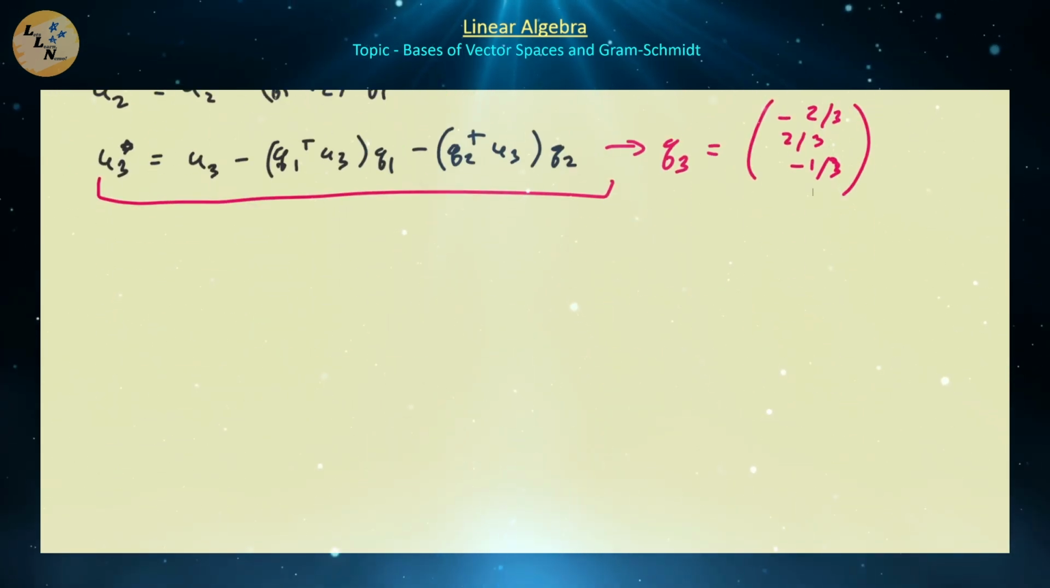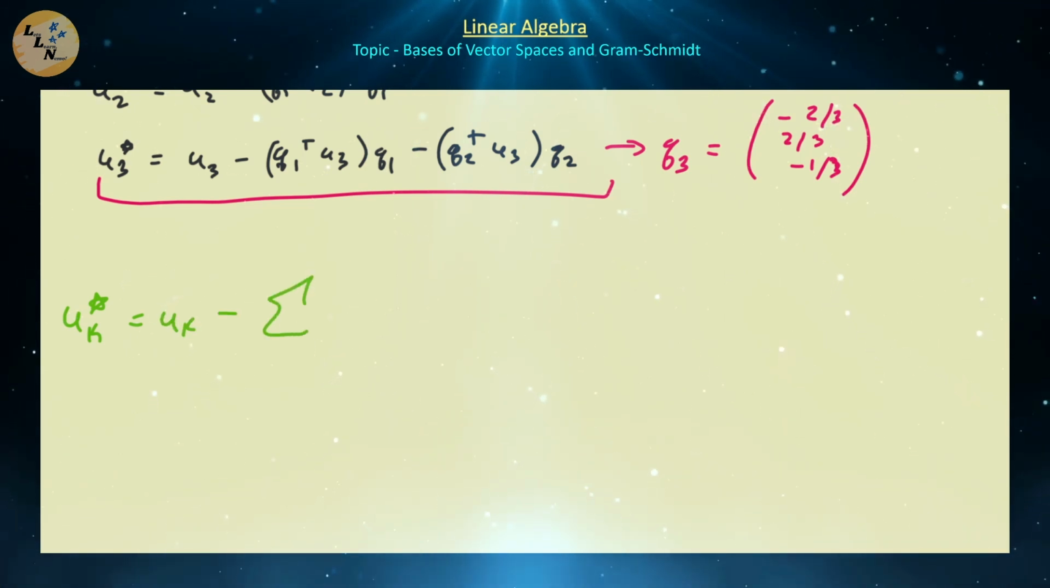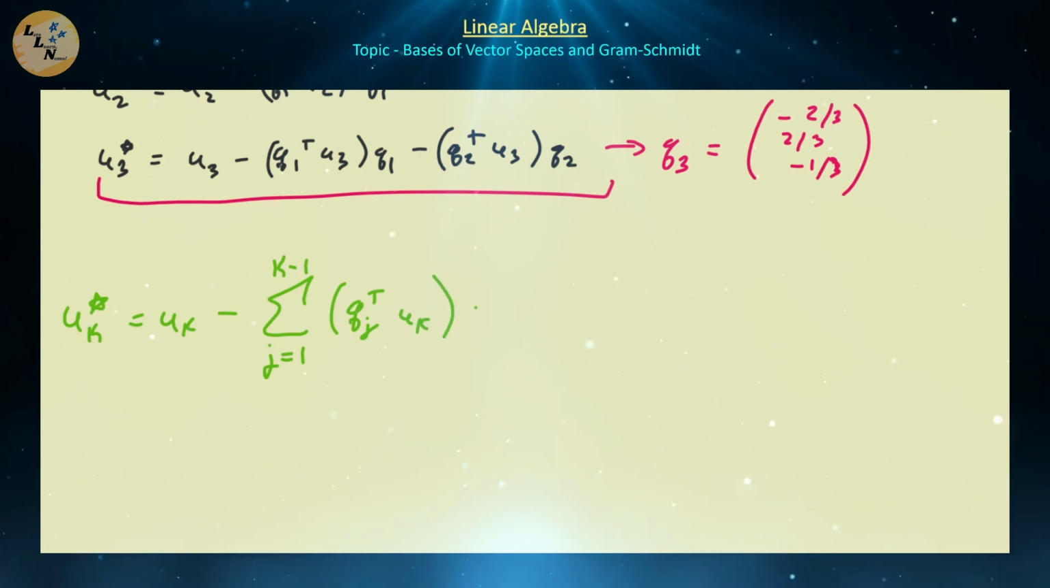Generally speaking, the formula for constructing these orthogonal vectors can be calculated via the formula Uk star is going to be equal to Uk minus the sum from j equals 1 to k minus 1 of qj transpose times uk, which is a scalar, times the vector qj.